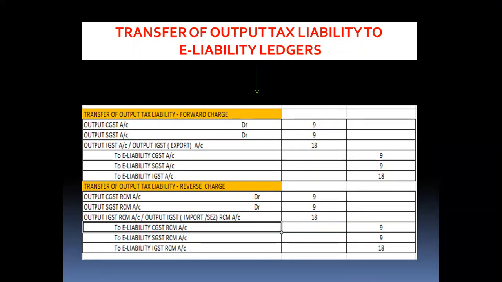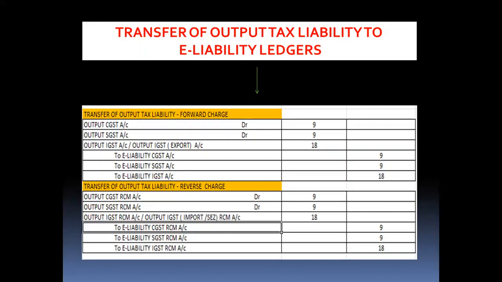Output CGST account debtor, output SGST account debtor, output IGST account debtor to e-liability CGST account, to e-liability SGST account, to e-liability IGST account. In case of export with payment of tax, output IGST account can be replaced with output IGST export account.